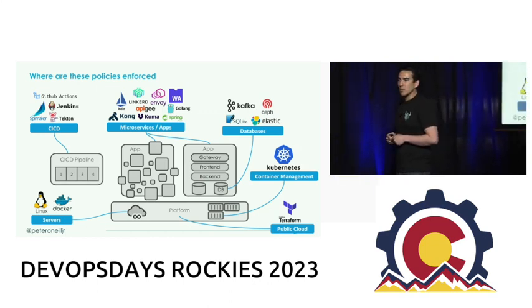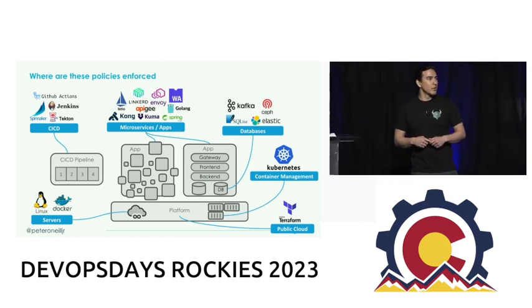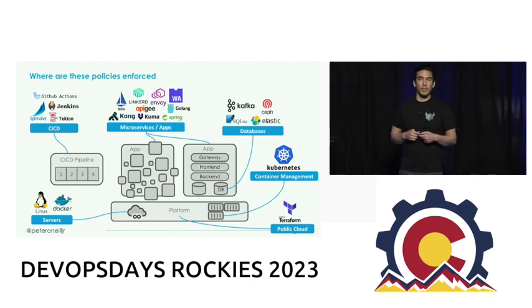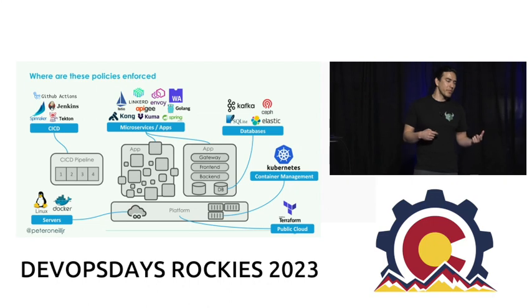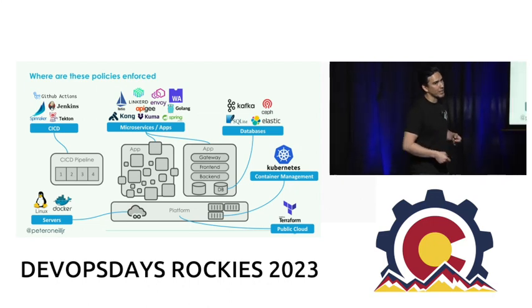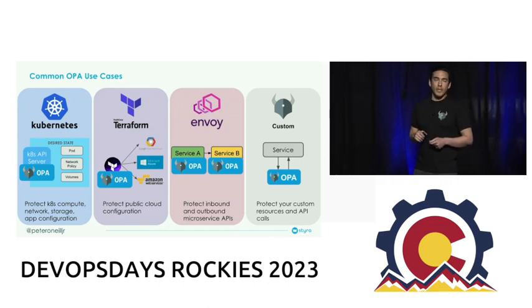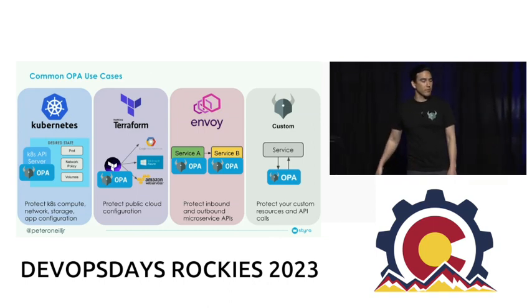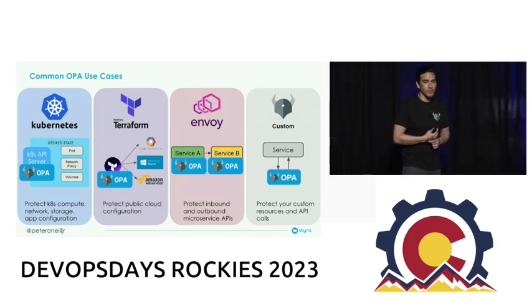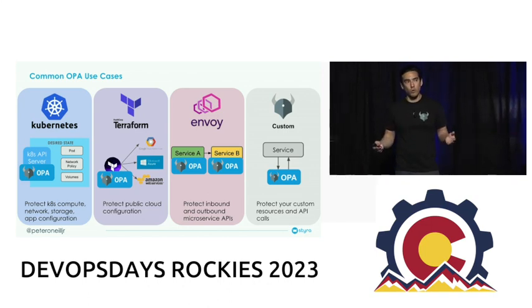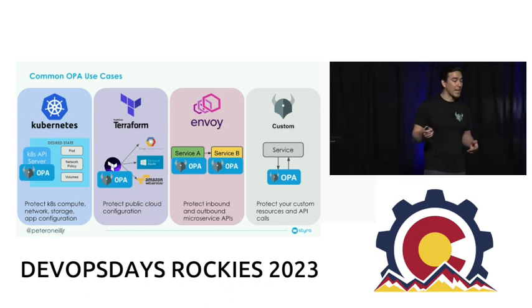Or it might just be on the platform itself, defining what sort of resources my application should run on. You want to make sure that people aren't over-provisioning or oversizing the resources that your application sits on. Some common use cases: I mentioned Terraform. Everyone's familiar with Kubernetes. Envoy, from the service mesh angle, has one service talking to another, and you might want to control what sort of data can pass between them.